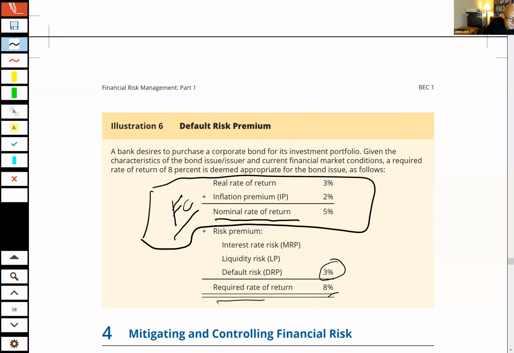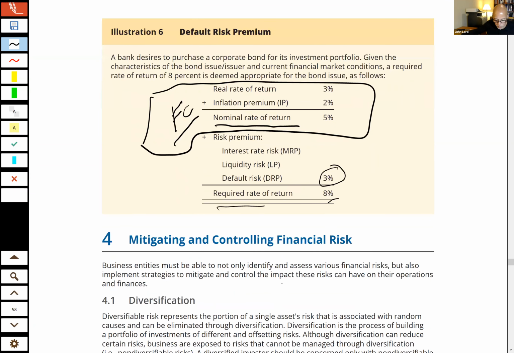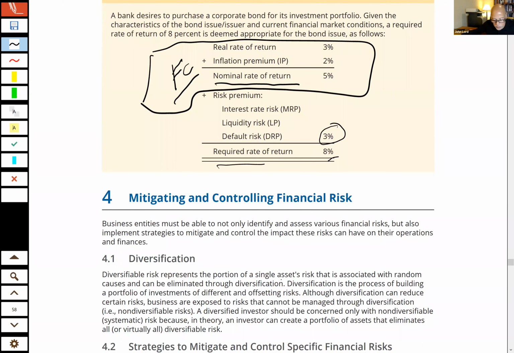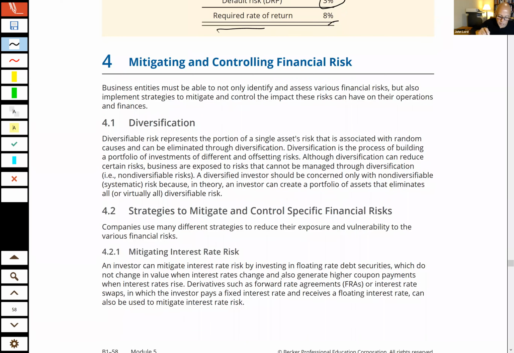So again, I would define that really as how you calculate the required rate of return. Okay. All right, good. So let's now look at some tools that will mitigate or control. Mitigate means take away some of these financial risks. Okay, so let's just look at some strategies here to mitigate that.